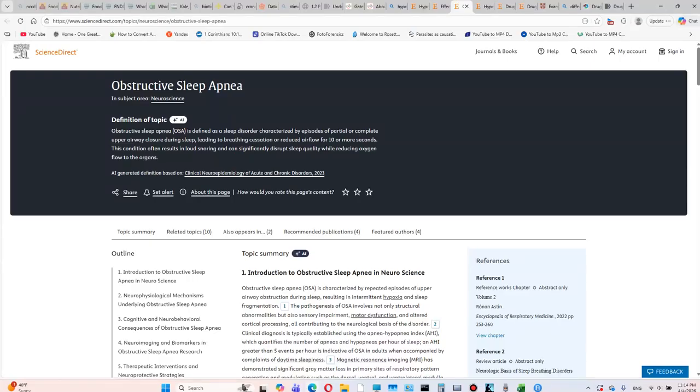OSA means obstructive sleep apnea. Definition: obstructive sleep apnea, OSA, is defined as a sleep disorder characterized by episodes of partial or complete upper airway closure during sleep, leading to breathing cessation or reduced airflow for 10 or more seconds. This condition often results in loud snoring and can significantly disrupt sleep quality while reducing oxygen flow to the organs.